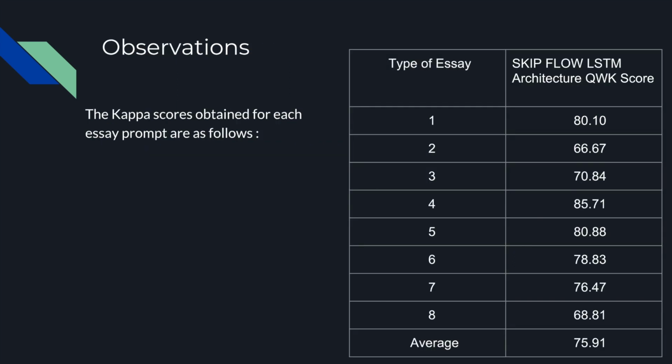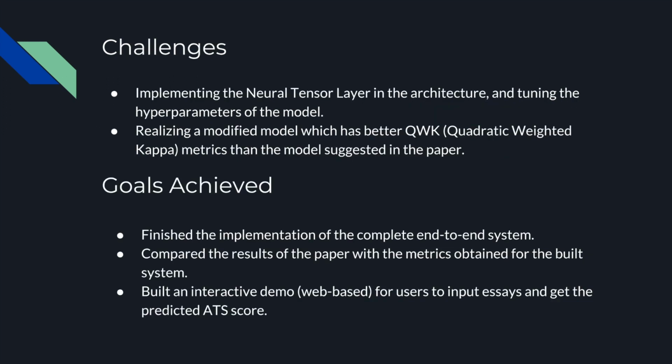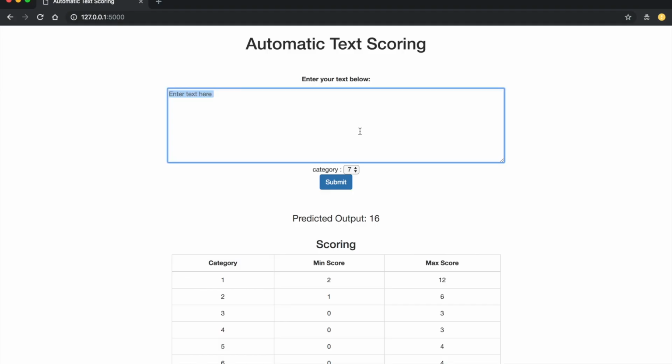Above are the observed kappa scores from our Skipflow LSTM model. The average score for the state of the art model is 76. We finished the implementation of the complete end-to-end system and compared the metrics which we obtained with that of the original paper. Let us now have a look at the interactive demo which we built.